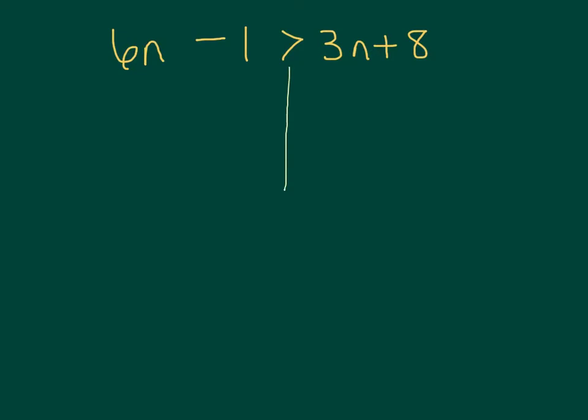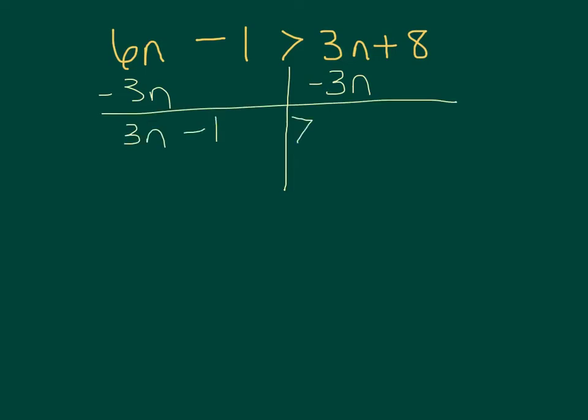Okay, I need to move things over so I can combine like terms. So we're going to take this 3n and move it over here under the 6n, and when I do that, I subtract it because it's crossing my inequality, the center of the equation. So we have 3n minus 1 is greater than 8. Okay, now I need to add 1 to both sides. So 3n is greater than 9. Divide by 3. N is greater than 3.